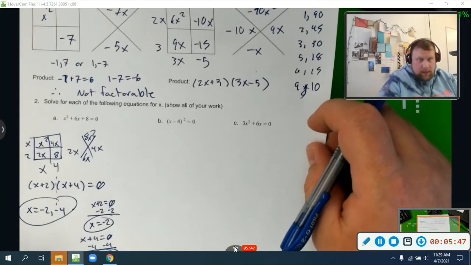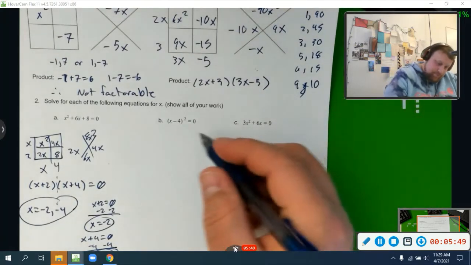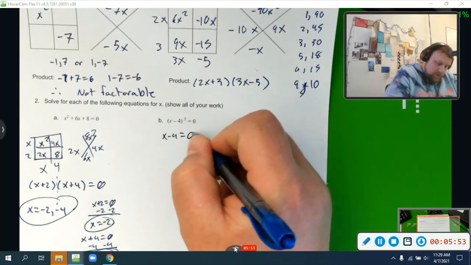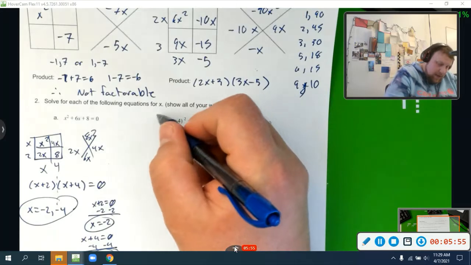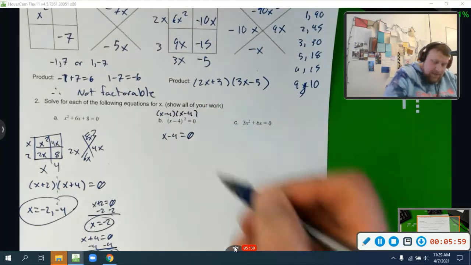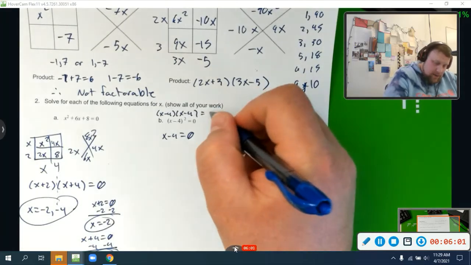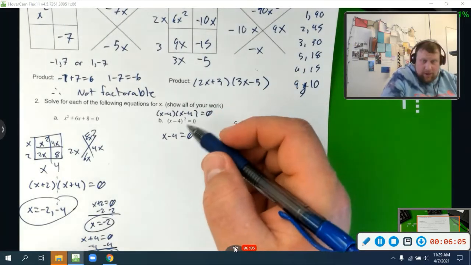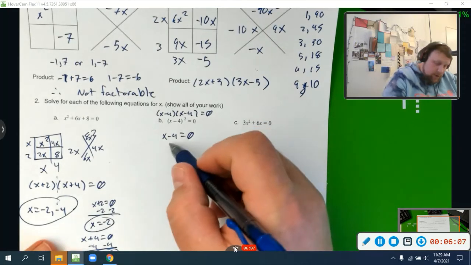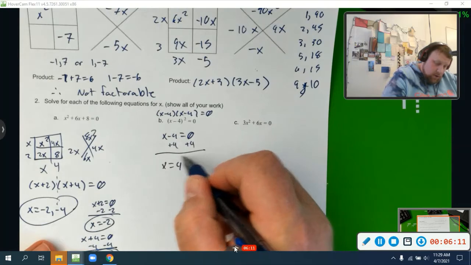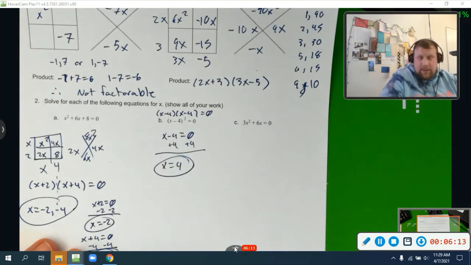Okay, let's look at B. Well, this is already done for us. I literally have x minus 4 equals 0. What does this mean? That just means x minus 4 times x minus 4, but at the end of the day, it's the same thing, right? So, solve it once. Again, you either can look at it and go, that's just x equals 4, or you can do the plus 4, plus 4. I'm fine either way. X equals 4. Boom. That's it. It's a double root.